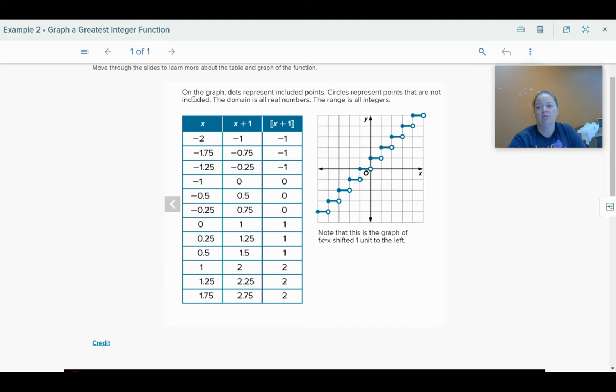So on the graph, the dots represent the included points, and the circles represent the points that are not included. The domain is all real numbers, and the range is all the integers. Note that this is the graph of f of x equals the greatest integer of x, shifted 1 unit to the left.